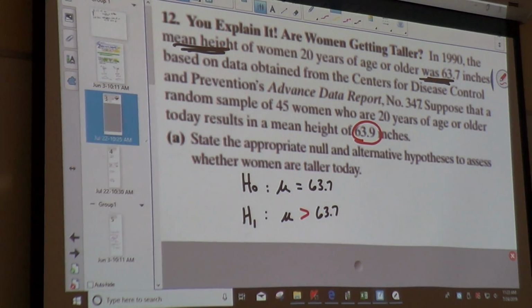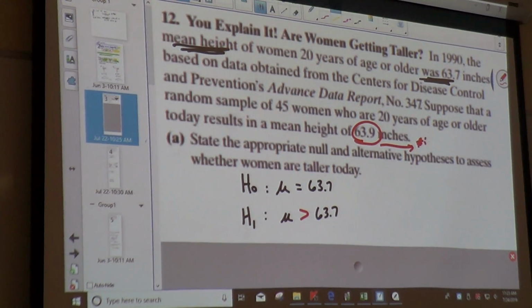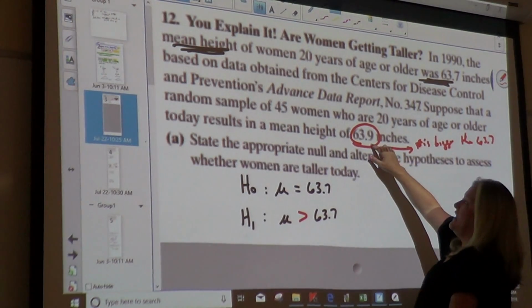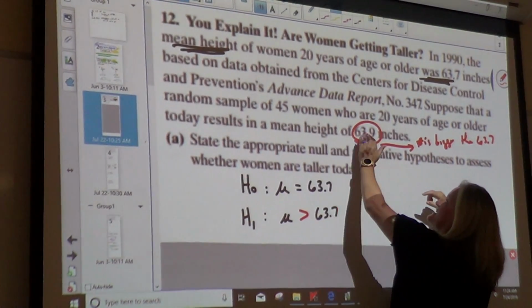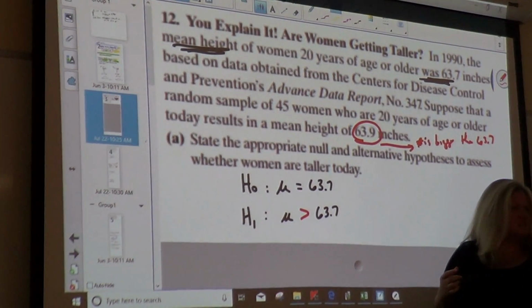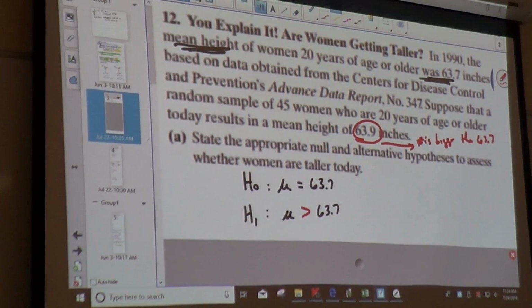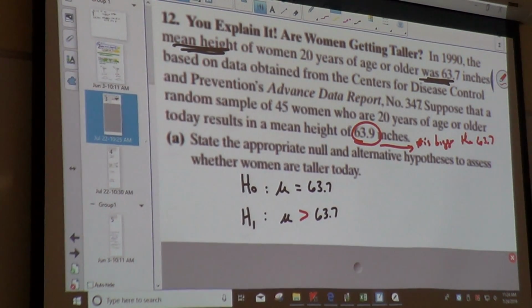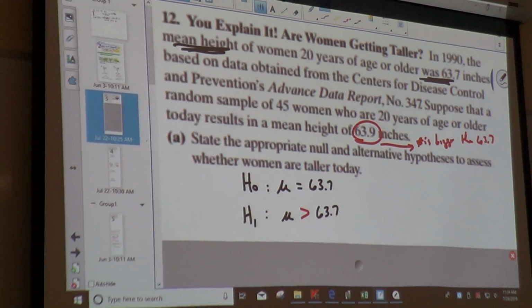Greater than. So this number is bigger than 63.7. They didn't use the words like they did on Monday. They didn't say we're trying to find something that's less than, or we're trying to make the value greater than. They just give you another number. And so they're trying to tell you that today's height is this, which is greater than what it used to be. Does that make sense? Okay? So for part one, all they want you to do is figure out which is the H naught and what is the H1. Now, let's go ahead and figure out what our other letters are.